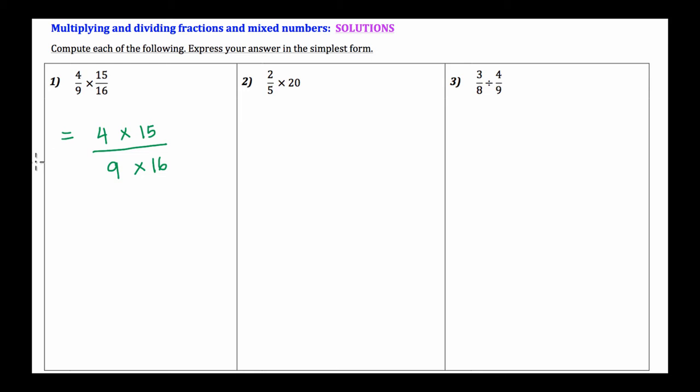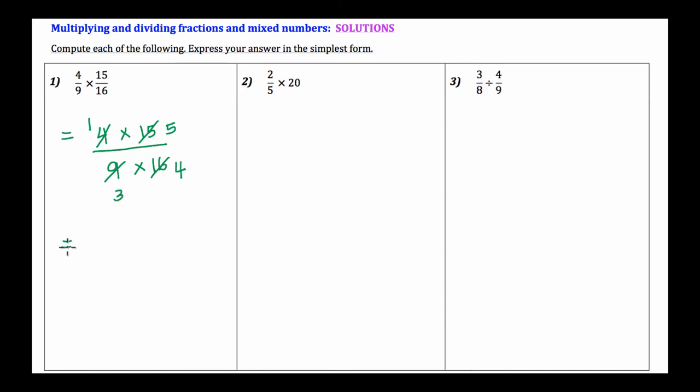So the way you can simplify is find a factor that's common to both the numerator and the denominator. So 4 goes into 4 and 16. So let's divide: 4 divided by 4 is 1 and 16 divided by 4 is 4. Another factor that goes into the numerator and the denominator is 3. 3 goes into 15 and 9. So 15 divided by 3 is 5 and 9 divided by 3 is 3.